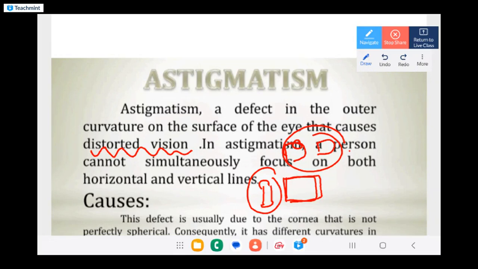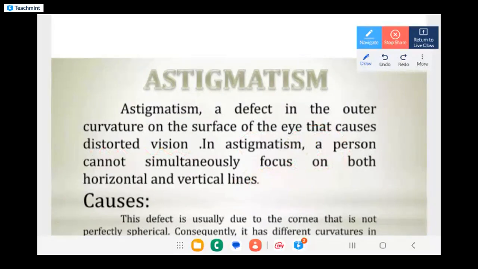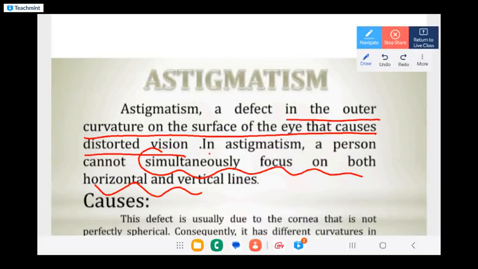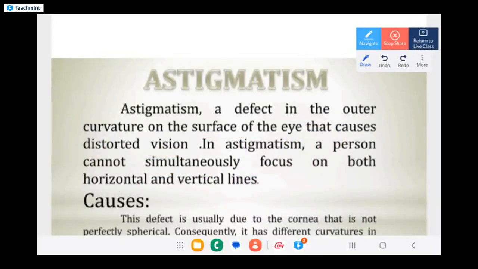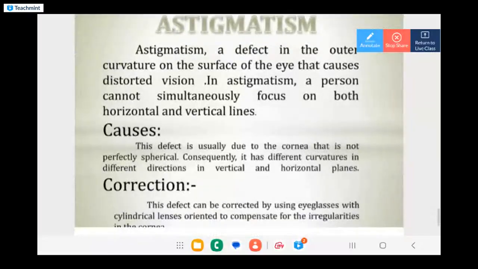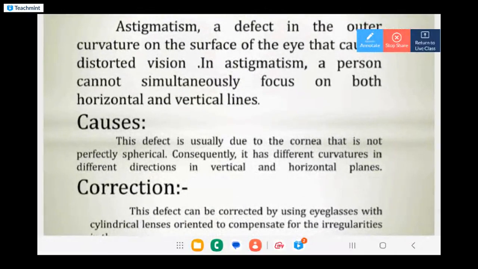So the reason is specifically related to the curvature of the eye. That is something that happens by birth. In most cases, it is by birth that this happens. So it's a defect in the outer curvature of the surface of the eye that causes distorted vision. In this situation, a person cannot simultaneously focus on both horizontal and vertical lines. So they have a different kind of vision which is formed, and it is very difficult to interpret what they are able to view. This defect is usually due to the cornea that is not perfectly spherical. Now this is something that happens, as I've said, by birth.